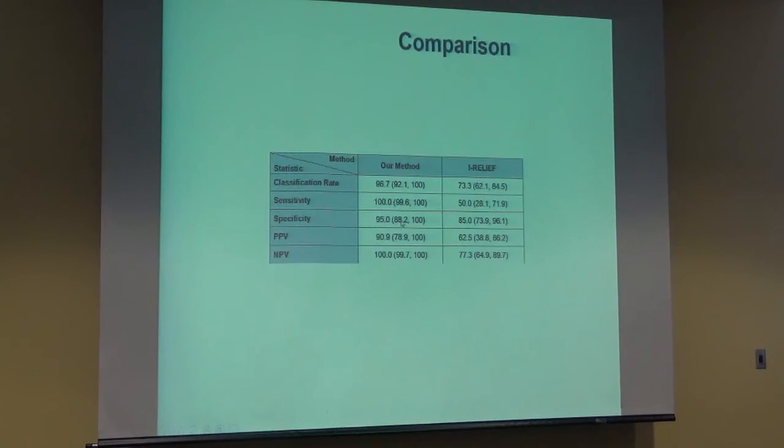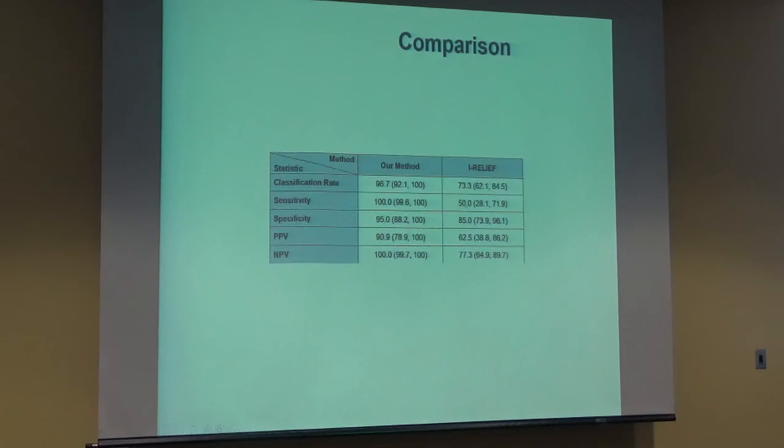Now, this is how you put the things there. You have a classification rate of 96.7%, and ReliefF is only 73%. Then we put in these confidence intervals. We generated the confidence intervals using bootstrap samples from the same data set. You do the bootstrap sampling, and from the bootstrap samples you do the predictions again and again, and then construct the confidence intervals for this classification rate.